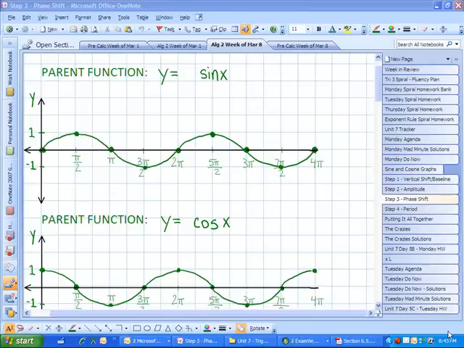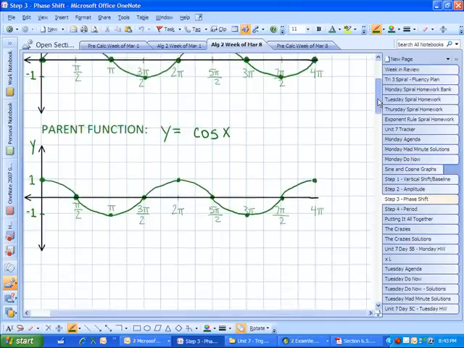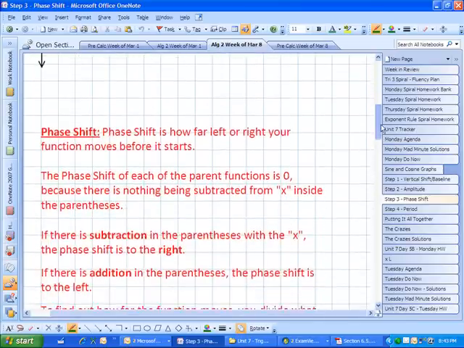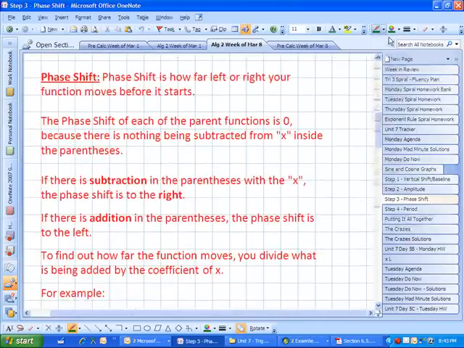We have moved the graph up and down. We have made it taller. Sometimes the graph moves left and right. So that is the concept of phase shift. Phase shift is how far left or right your function moves before it starts.